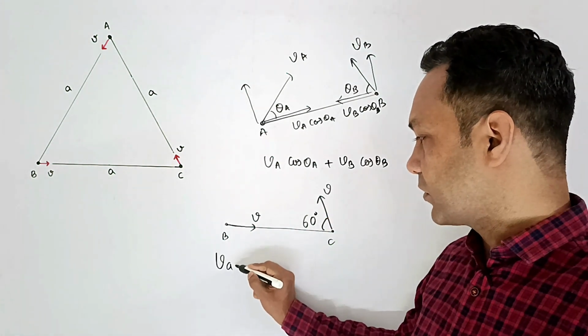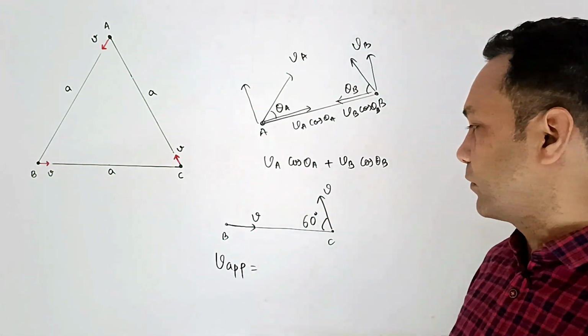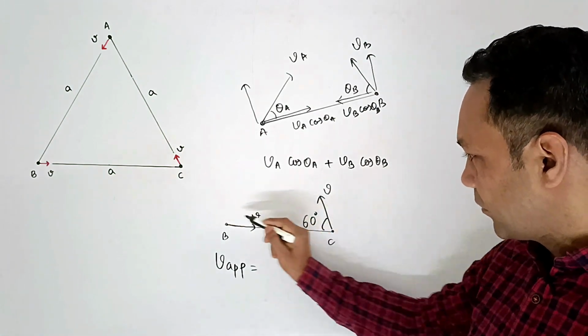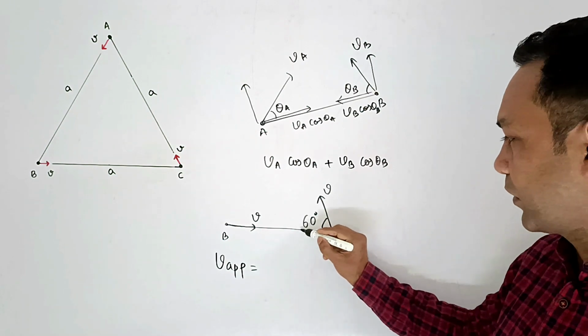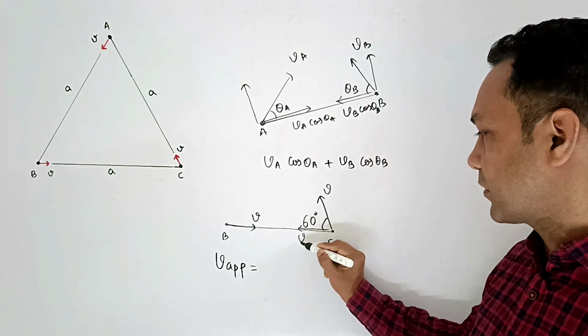So the velocity of approach between them is the component of the velocity along the line joining them. B will have the full component v, and C will have a component v cos 60, which is v by 2.